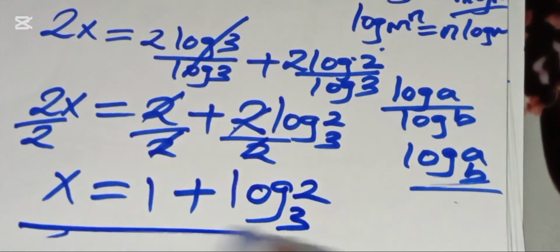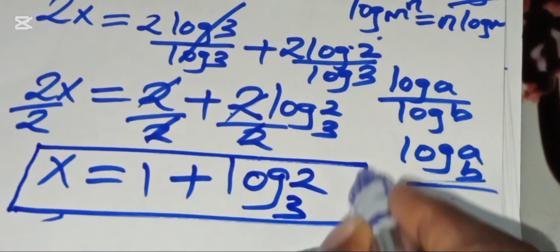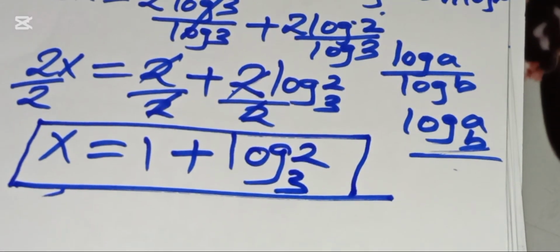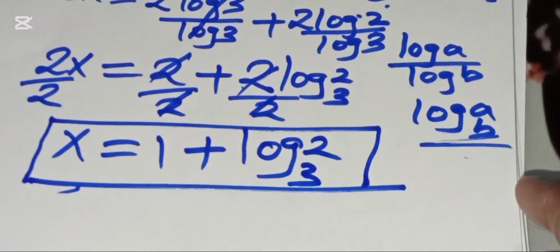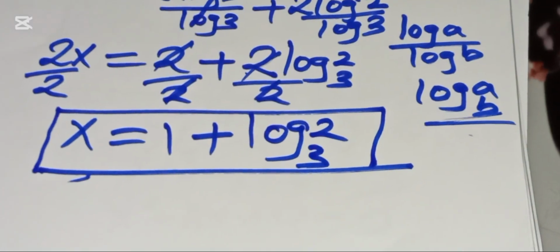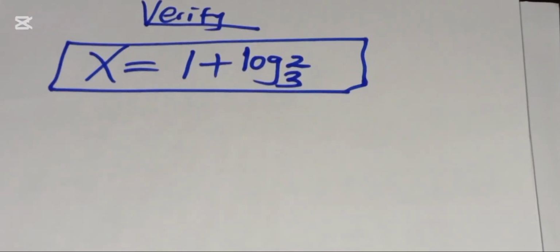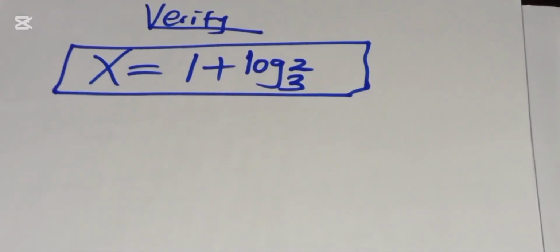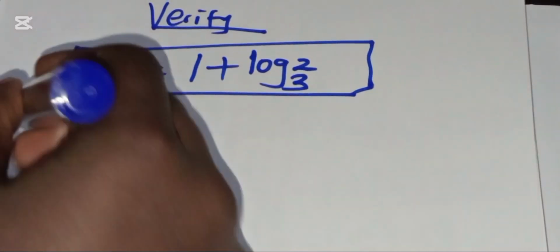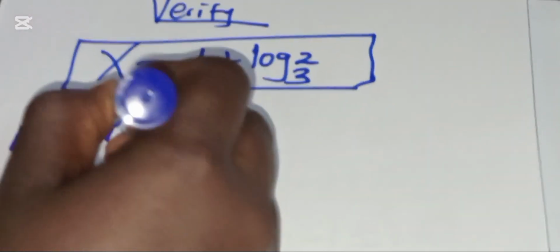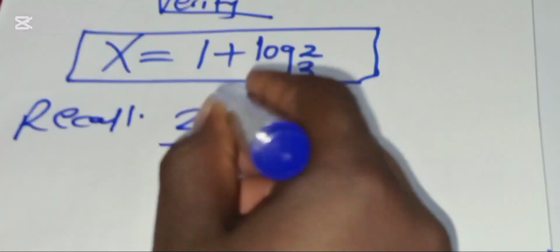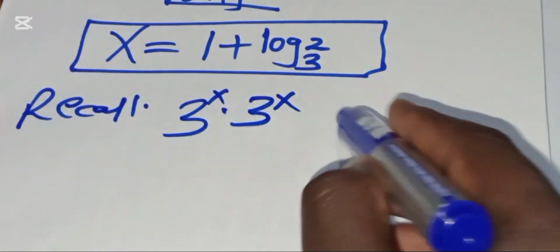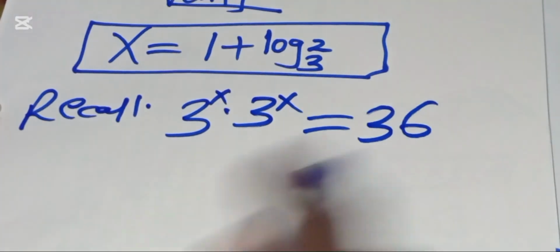Now this is the value of x. So let's verify if this value of x satisfies the equation. Let's verify that the value of x, which is 1 plus log 2 to base 3, satisfies the equation. Now if you recall, 3 raised to the power x multiplying by 3 raised to the power x should give us a value of 36.